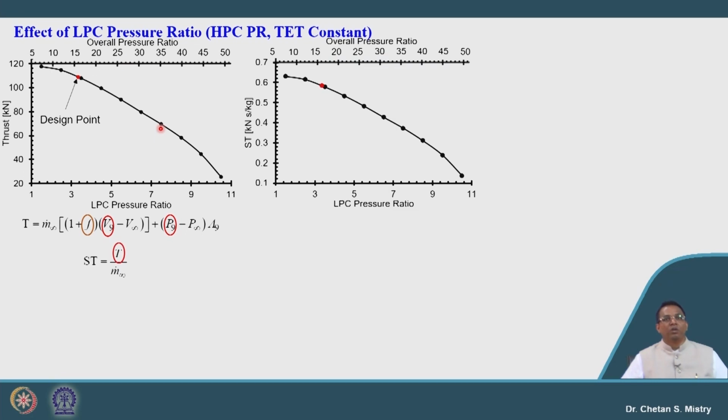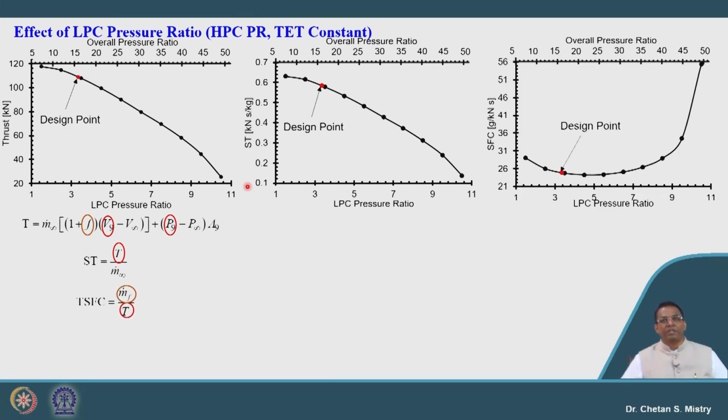Okay. Now, the same trend we can see here for specific thrust. This specific thrust is nothing but thrust divided by m dot infinity. This m dot infinity we are not changing, that is the reason why my specific thrust and thrust both have a similar nature. Okay. Now, let us try to understand what is happening in terms of thrust specific fuel consumption. So, this represents my thrust specific fuel consumption.